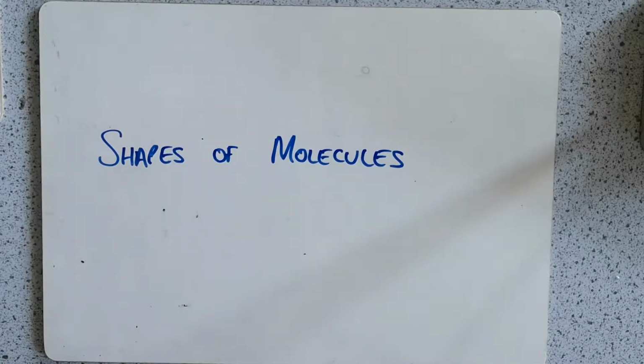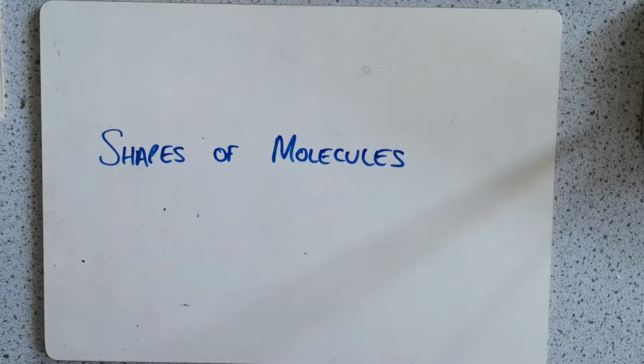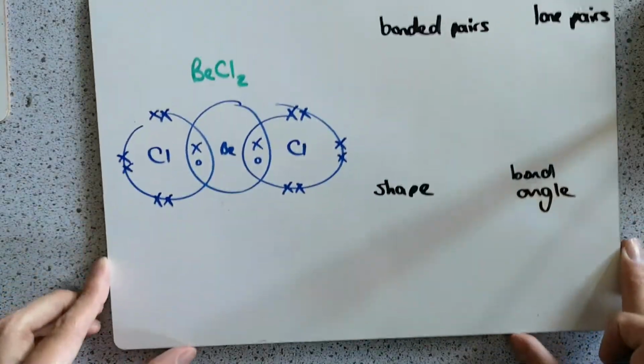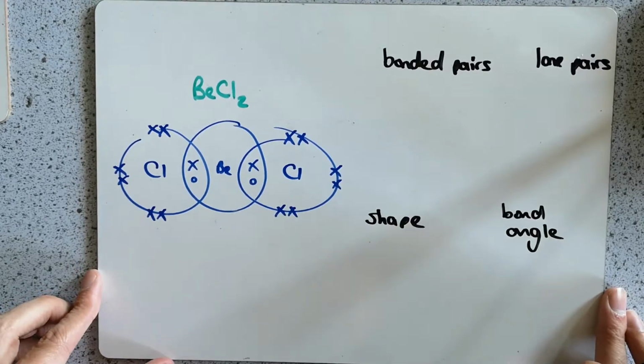Okay, today we're looking at shapes of molecules, and there are several different shapes we need to learn, in fact 5 of them. So we'll start with the simplest and work our way up. So we're going to start with something that's just covalently bonded twice. And this is beryllium chloride.